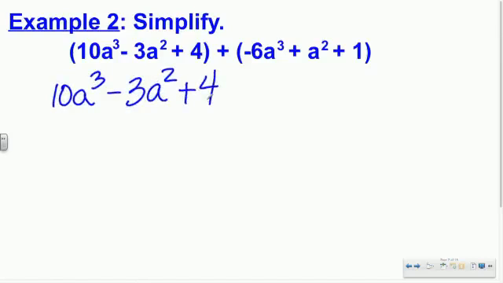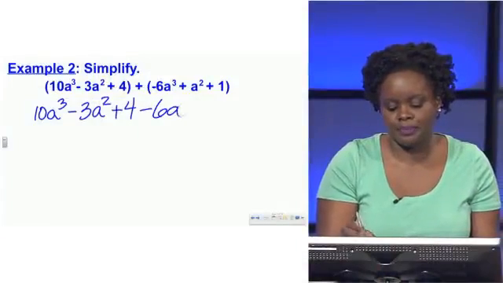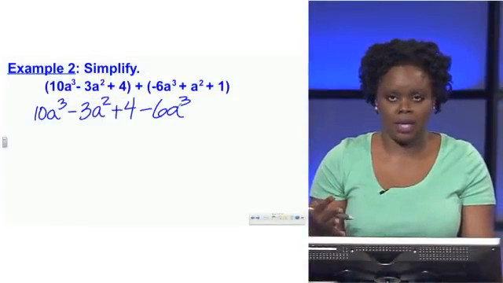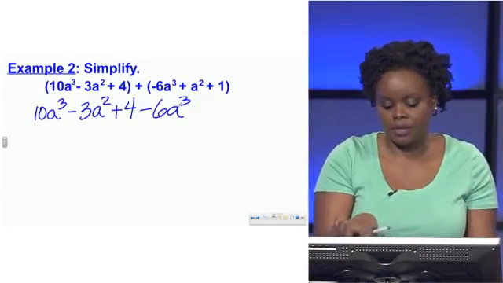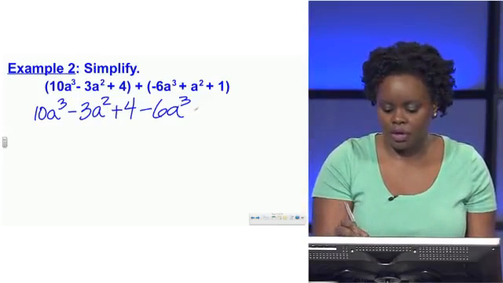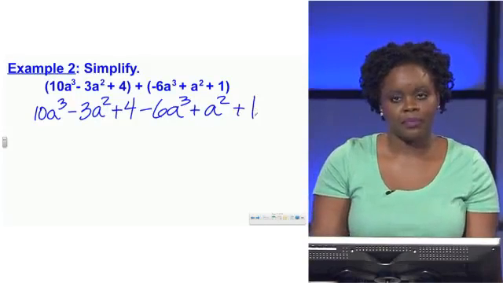Okay, so now look here. You see we have plus this negative 6a cubed. We don't like to have the signs bump into each other like that. So instead of writing plus negative 6a cubed, I'm just going to write minus 6a cubed. Didn't change the meaning at all, because adding a negative means the same thing as subtraction. Remember that from pre-algebra. So I can just rewrite plus negative 6a cubed as just minus 6a cubed. Okay? And then just break the other terms out of parentheses. A squared plus 1. Okay?